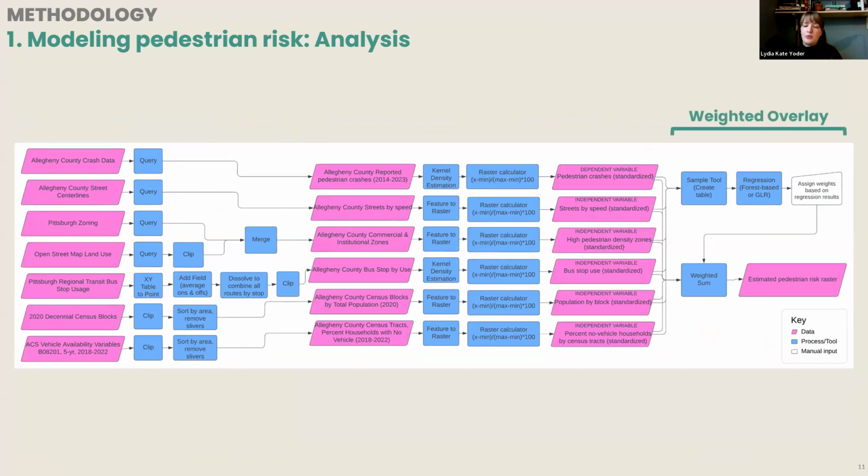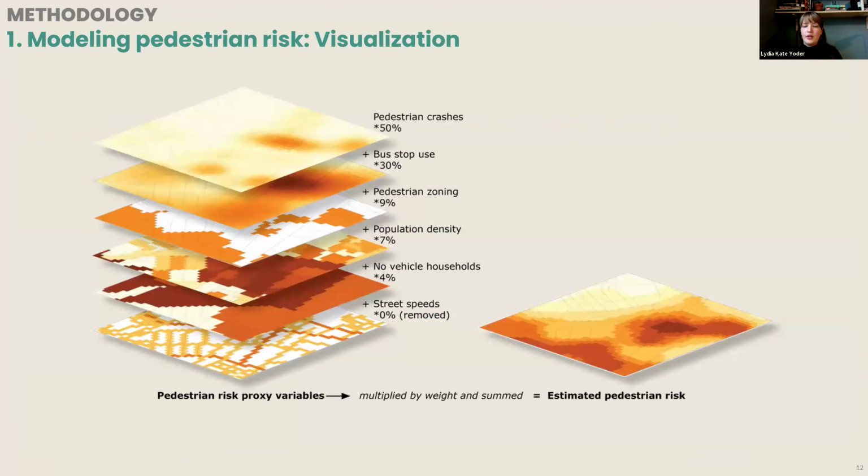Next, a forest-based regression was used to assess the importance of each variable for predicting pedestrian crashes. Then weights were applied to each standardized and rasterized variable layer proportional to the importance values from the forest-based regression. Those weighted layers were summed, resulting in an estimated pedestrian risk raster.